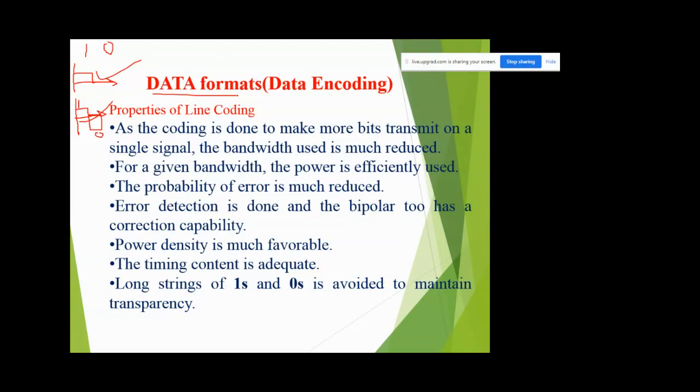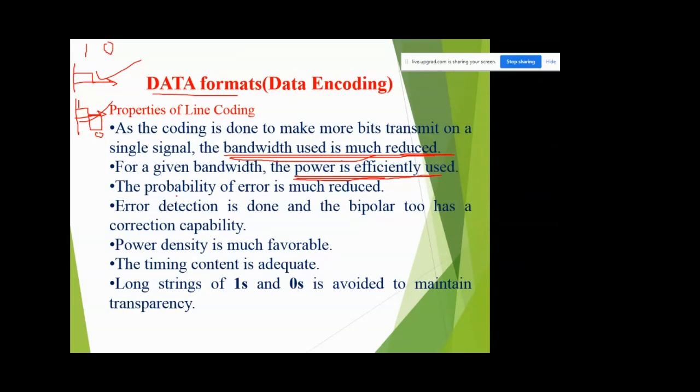Now the question is why we are using different line codes or data formats. So these are the properties, or we can simply say the advantages of different data formats. As the coding is done to make more bits transmit on a single signal, the bandwidth used is much reduced. So that is the first advantage: by using this type of data formats, the bandwidth of the signal we can reduce. Now for a given bandwidth the power is efficiently used, so the power efficiency also increases. That is the second advantage, power efficiency improves.